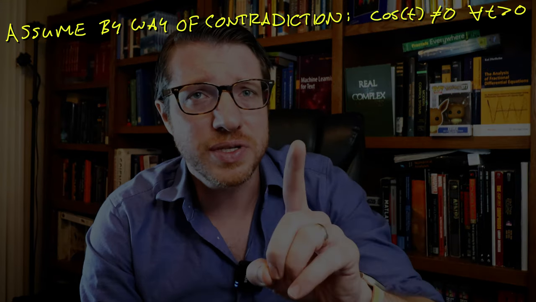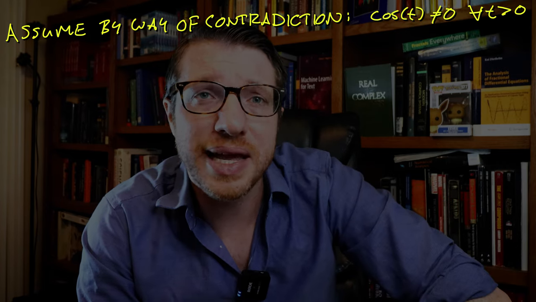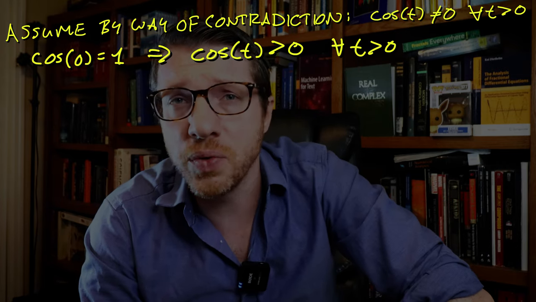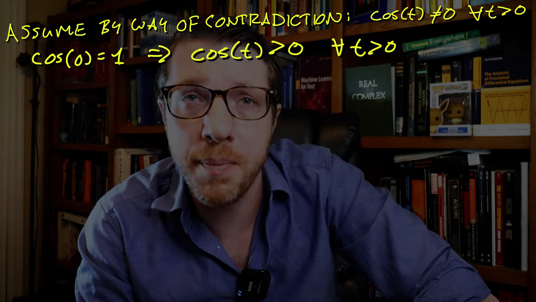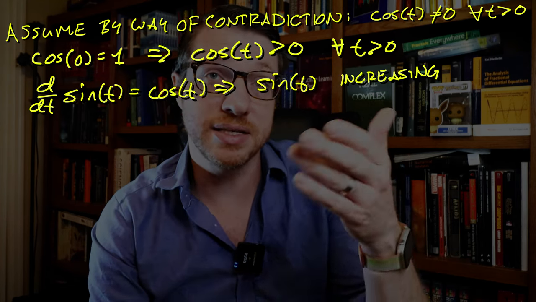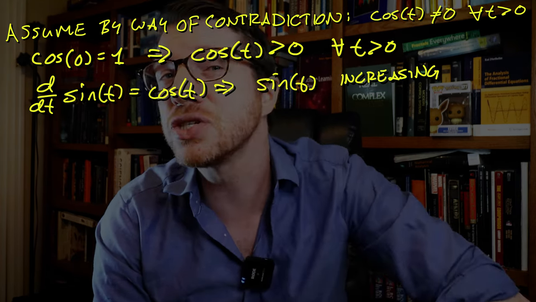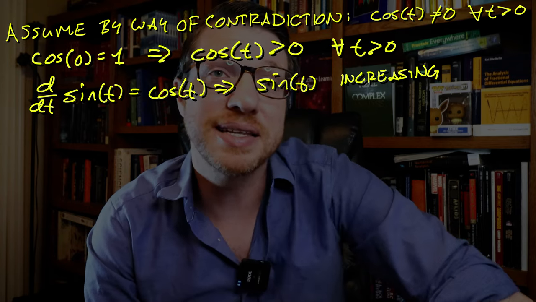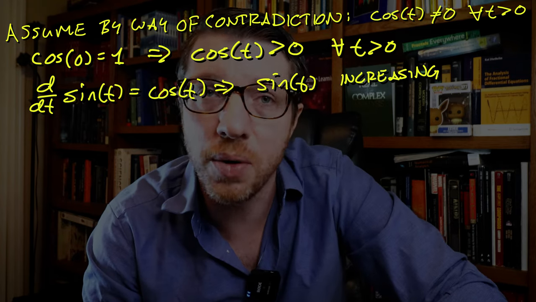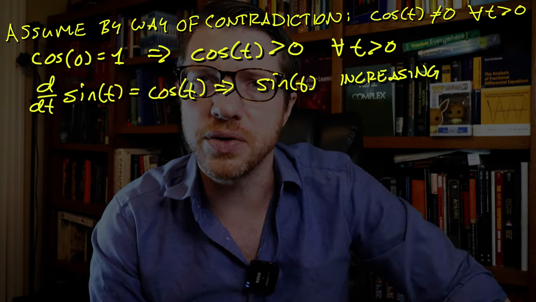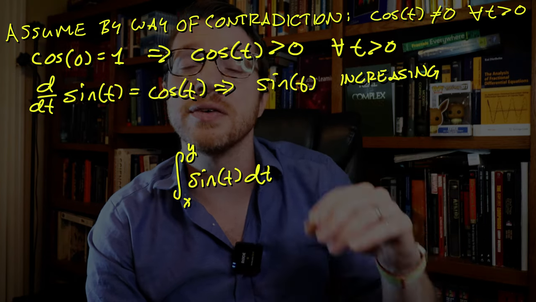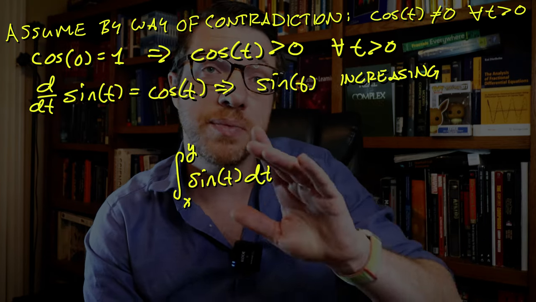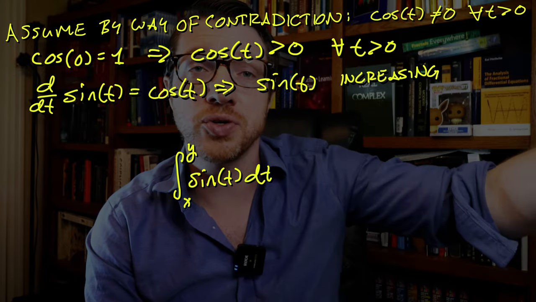Let's assume that cosine has no positive roots, and since we know that cosine of 0 is equal to 1, cosine must be always positive. That means, since cosine is the derivative of sine, that sine is a strictly increasing function. That means that sine is positive for all positive t. Now consider this integral, the integral from x to y of sine of t dt, from a fixed positive x to some arbitrary positive y.